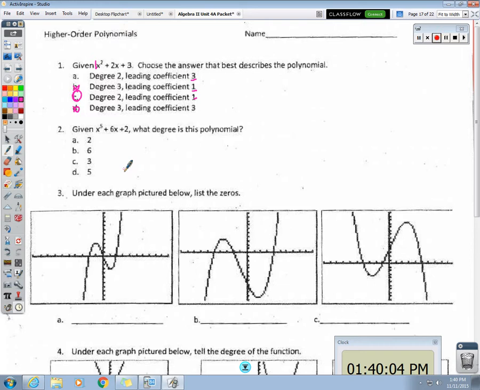Next Thursday. Okay, what did you get for number 2? 5. The highest exponent is 5, so it's degree 5. What is degree 5 called? Quintic.